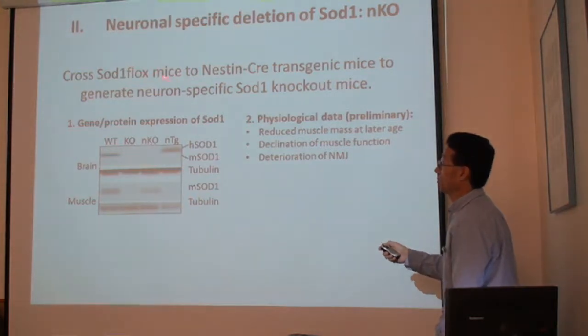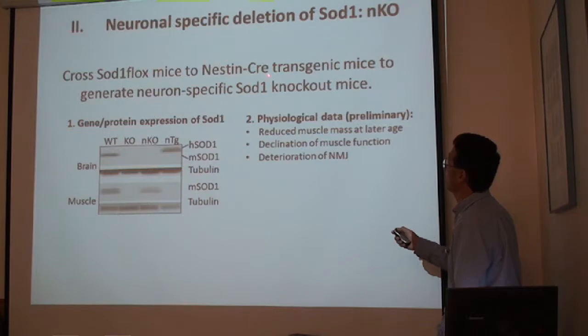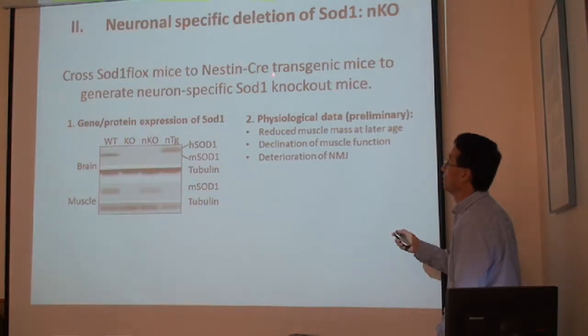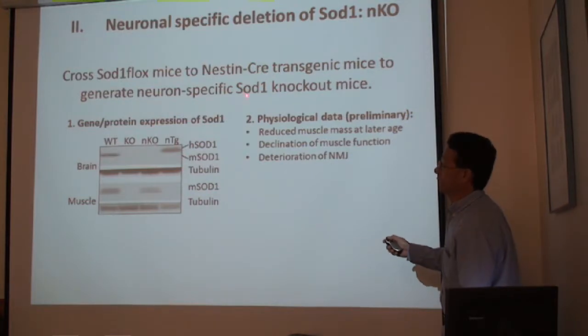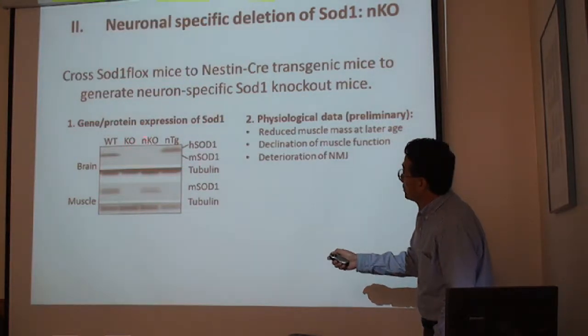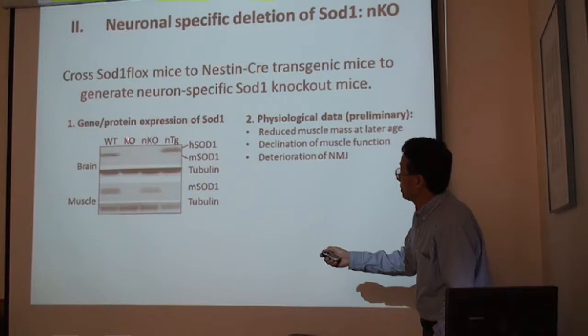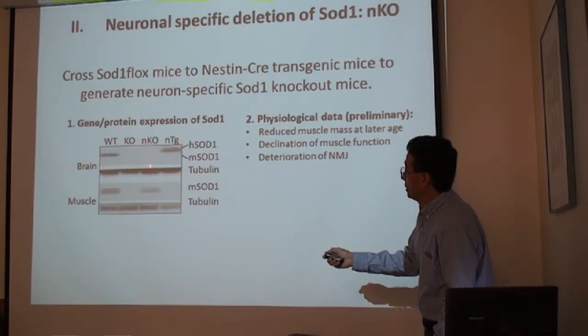So we cross the SOD1 flox mice, as talked about earlier, to the nestin-Cre transgenic mice. These nestin-Cre transgenic mice express the Cre recombinase specifically in the neuron. After we cross these mice, we generate the neuron-specific SOD1 knockout mouse, which we call NKO. This Western blot shows the whole body knockout, where SOD1 disappears in every tissue, including muscle and brain. In the neuron-specific knockout, you will see it's only knocked out in the brain, mainly the neuronal tissue, but not in the muscle.